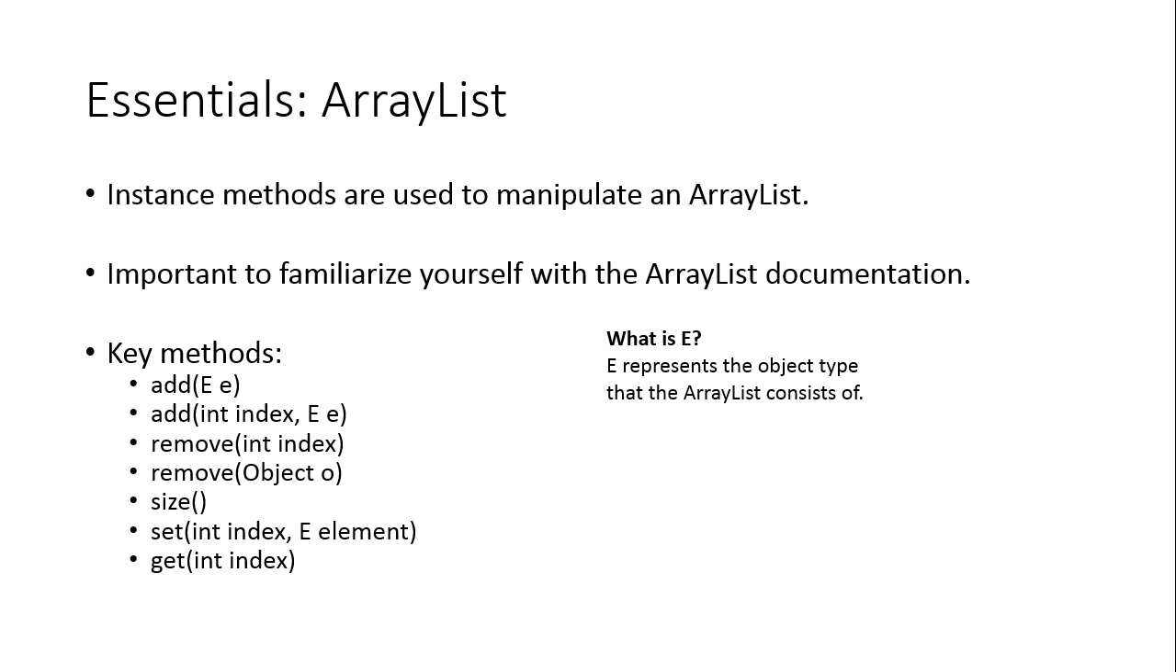So you might ask yourself, what is E? For our purposes right now, you can think of E simply as representing the object type that the array list consists of. So if I have an array list of Integers and I want to add an element, I'm adding an Integer object. If I have an array list of Scanners and I want to add a new object, I'm going to add a Scanner object. So E right now is a generalization of the object that is contained in the array list.